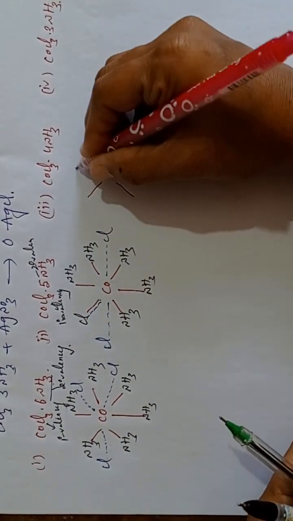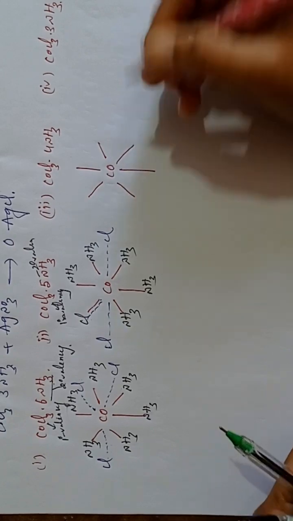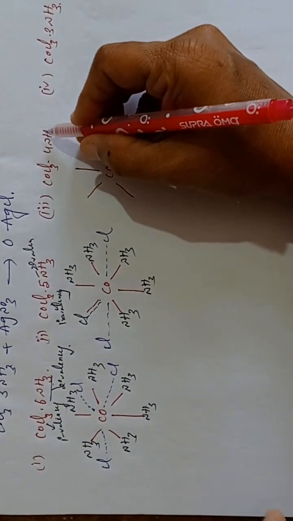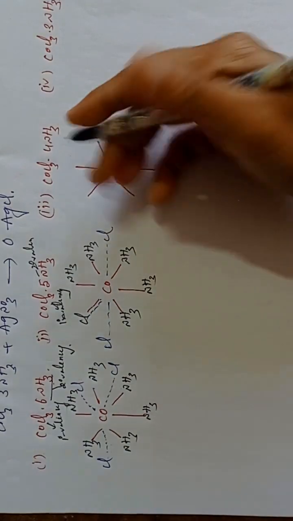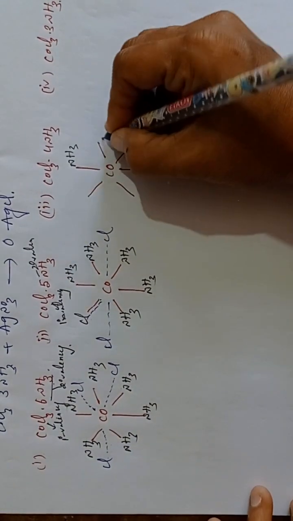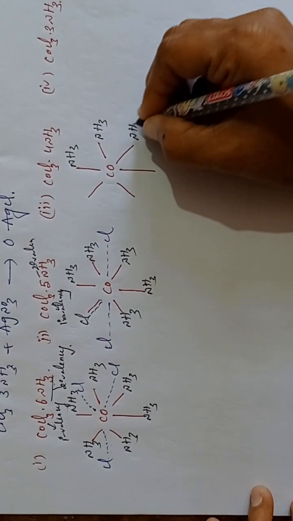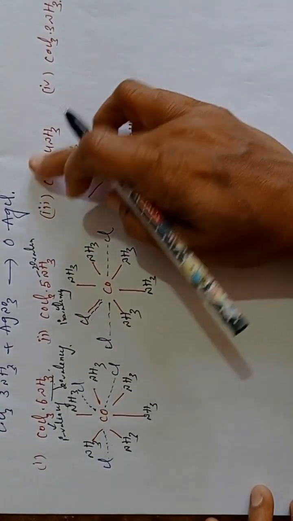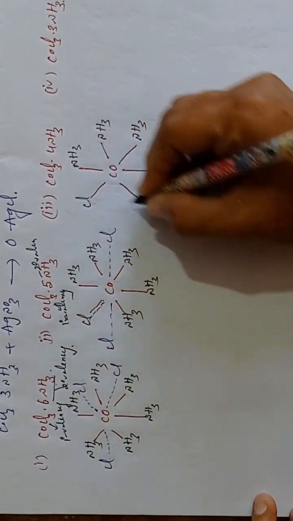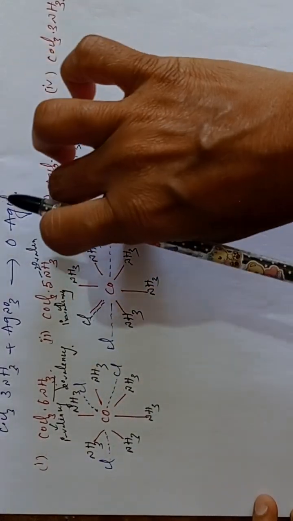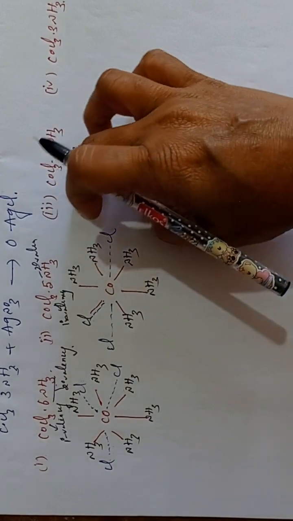Total how many bonds? 6 bonds around the central metal atom. Total neutral ligands: 4 ammonias are there. So 4 ammonias are acting as secondary valencies, NH3, NH3, NH3, NH3. The remaining 3 chlorines are there. Now here still 2 bonds are there, here 1 chlorine, here 1 chlorine. These 2 primary valencies are acting as a secondary valency.